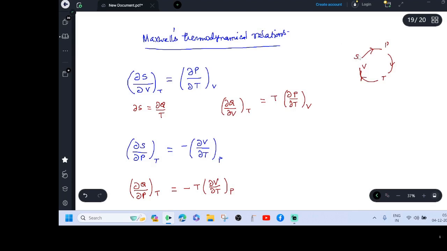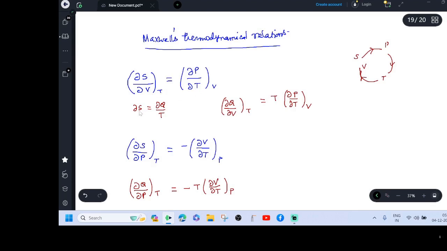SPTV. SP, Superintendent of Police, television. SPTV, if you follow this cycle, all are positive. If the volume is changing, temperature is constant. Here the temperature is changing, volume constant.